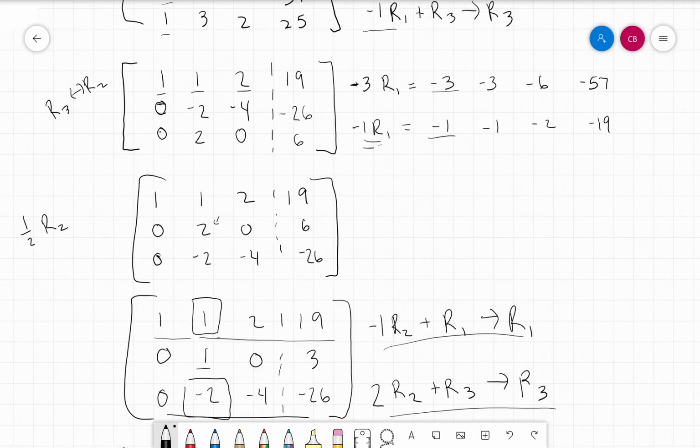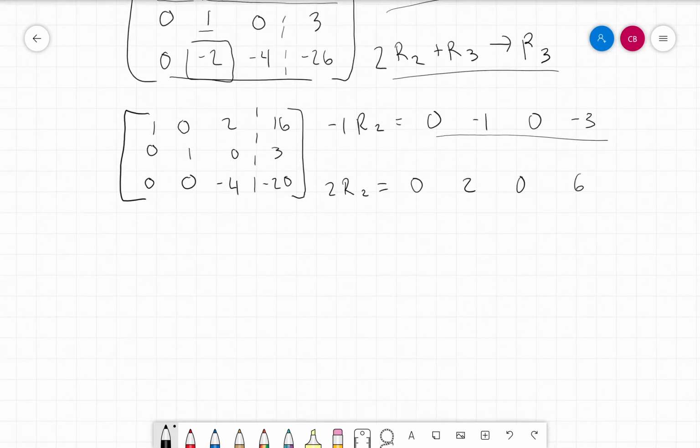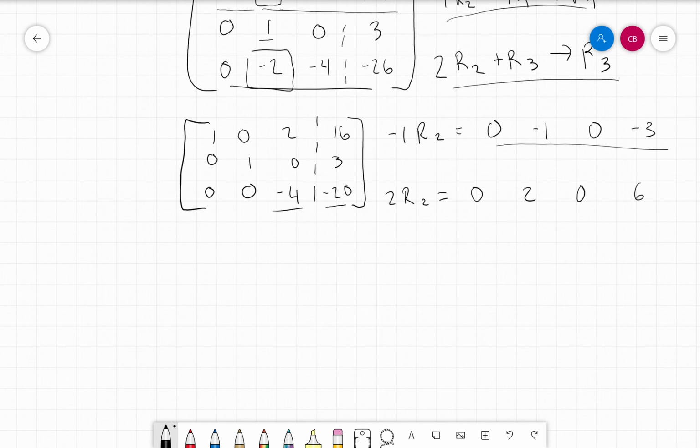The next goal, if we look up here, we want to get a 1 in this position. This is going to work out very nicely because we can see that 4 and negative 20 are multiples of each other. We're going to multiply by negative 1/4 or divide by 4. That's another way you could say that. Times row 3 to get a 1 in this position. So we have 1, 0, 2, 16, 0, 1, 0, 3, 0, 0. Okay, 1/4 of 4 is 1. That's what we wanted. And negative 20 divided by negative 4 is 5. That's what we wanted.